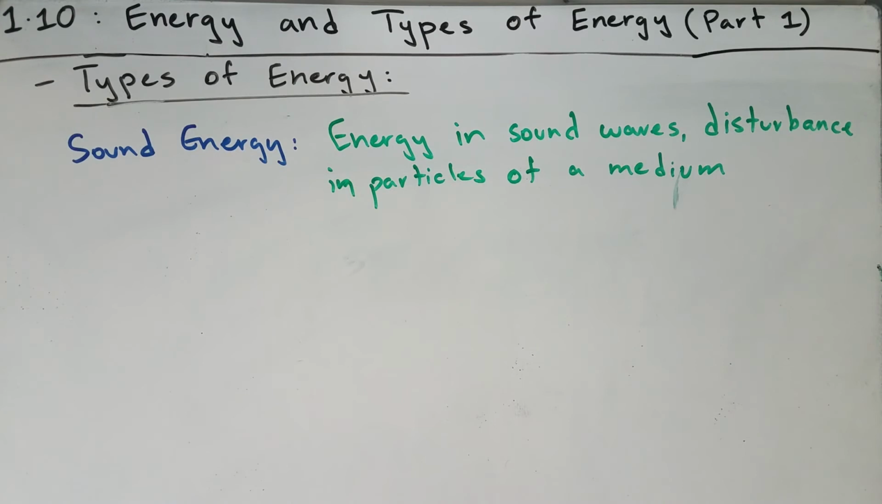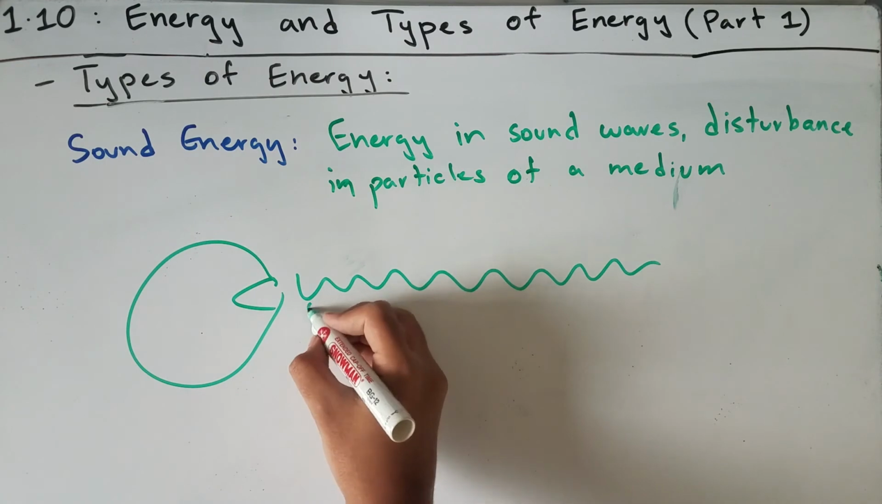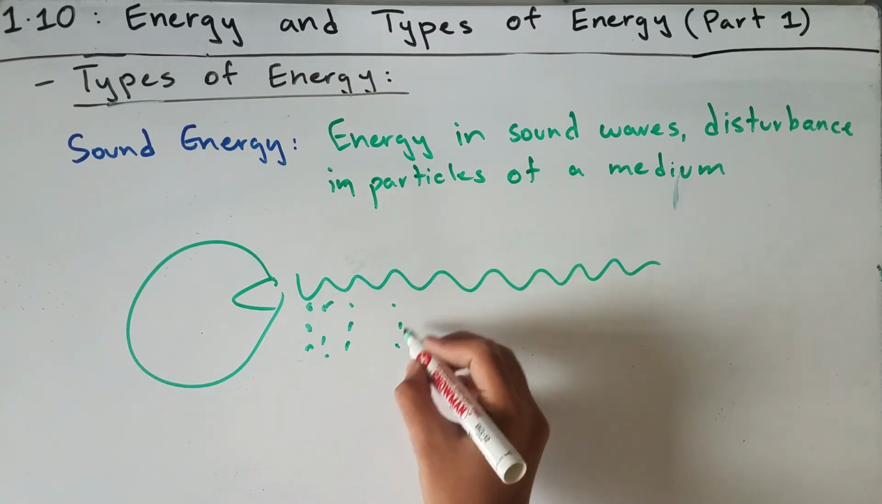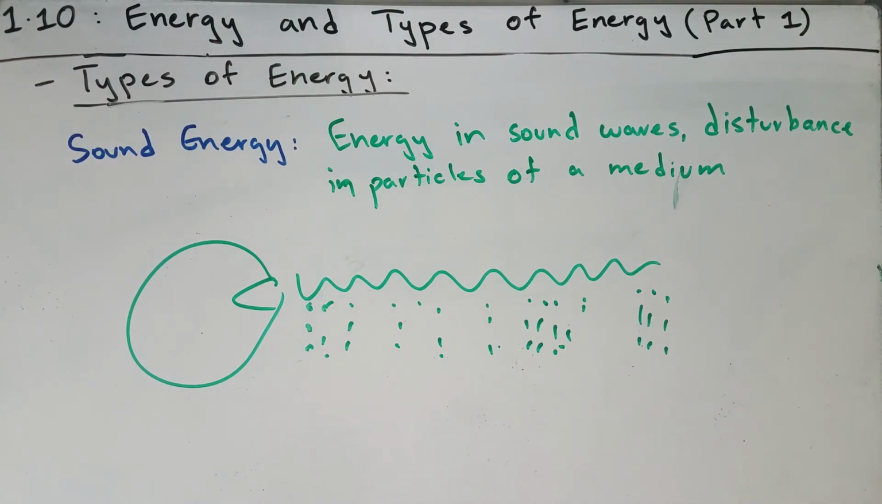Another type of energy is sound energy, which is stored in sound waves or disturbances in particles of a medium. So as I speak right now from my mouth, I'm creating sound waves which are in the form of compressions and rarefactions in which particles compress and expand. We will talk about sound energy more when we come to block 3, but this is all you need to know about sound energy for now.